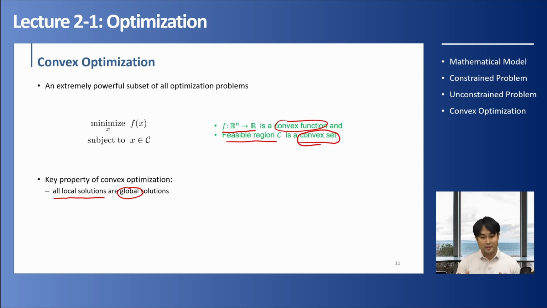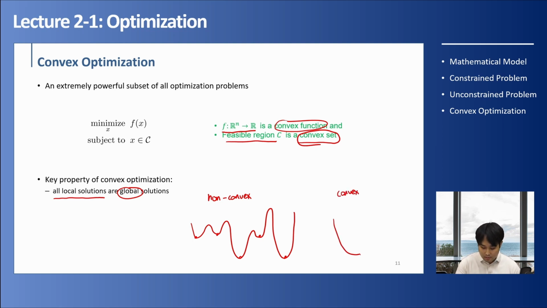If we try to visualize this, a non-convex case would look something like this, where all of these points can be seen as local minimums. However, for a convex case, once we find a local optimum, we have a guarantee that this is the global solution, or the global optimum.